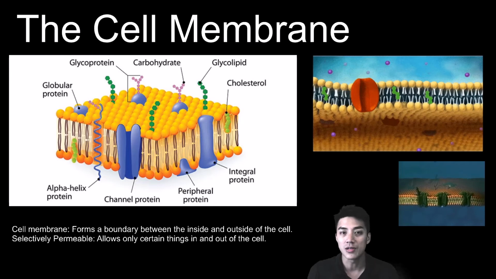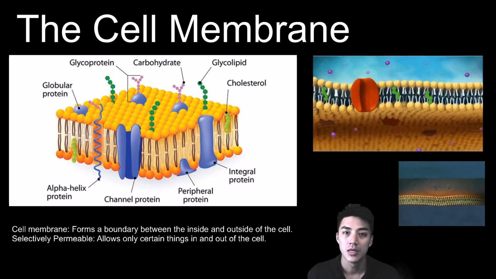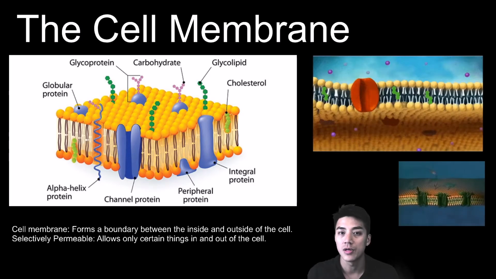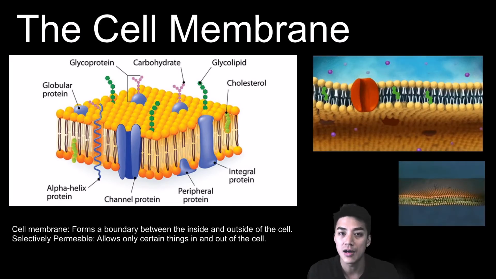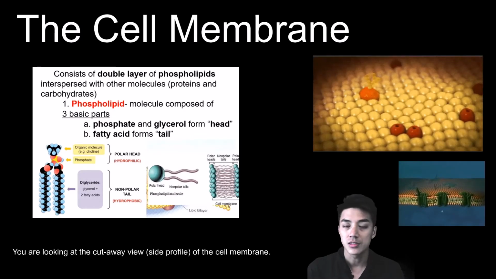There are so many parts to the cell membrane that I decided to make a video just for this topic alone. The cell membrane forms a boundary between the cell and its outside environment. It's also selectively permeable, which means it only allows certain nutrients and molecules to pass in and out of the cell. Keep in mind that you're looking at a cutaway view or a side profile of the cell membrane.